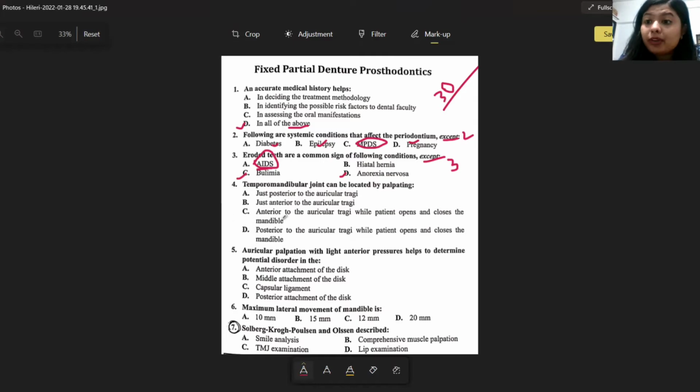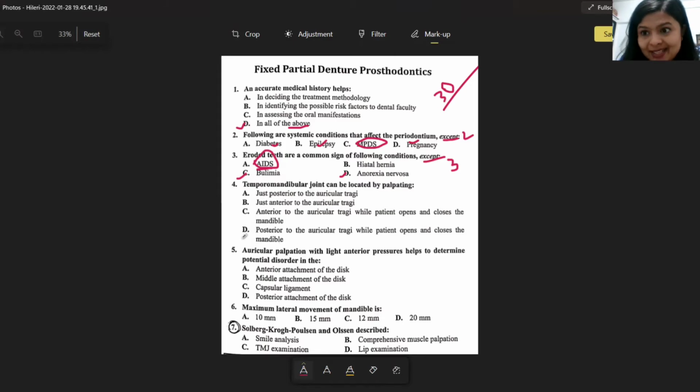Now moving to the fourth question. Temporomandibular joint can be located by palpating just posterior to the auricular tragus, anterior to the auricular tragus, anterior to the auricular tragus while the patient opens and closes the mandible, and posterior to the auricular tragus while the patient opens and closes the mandible.